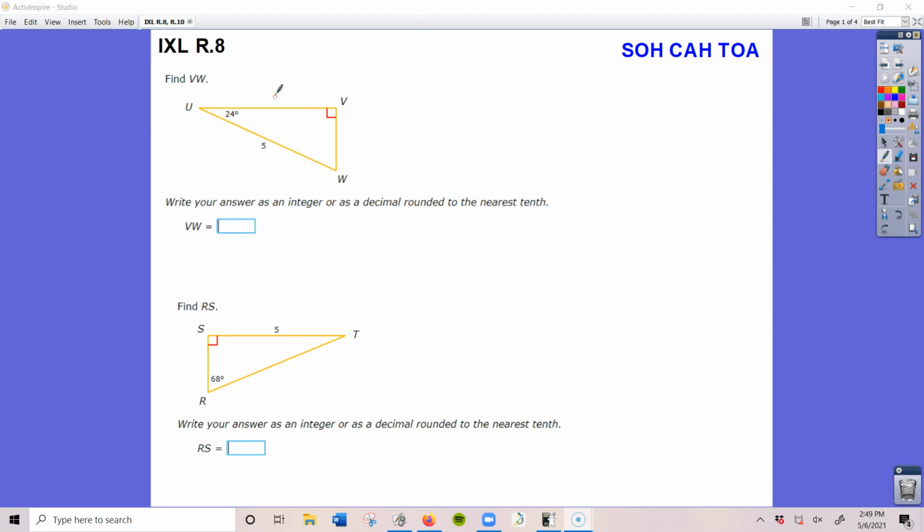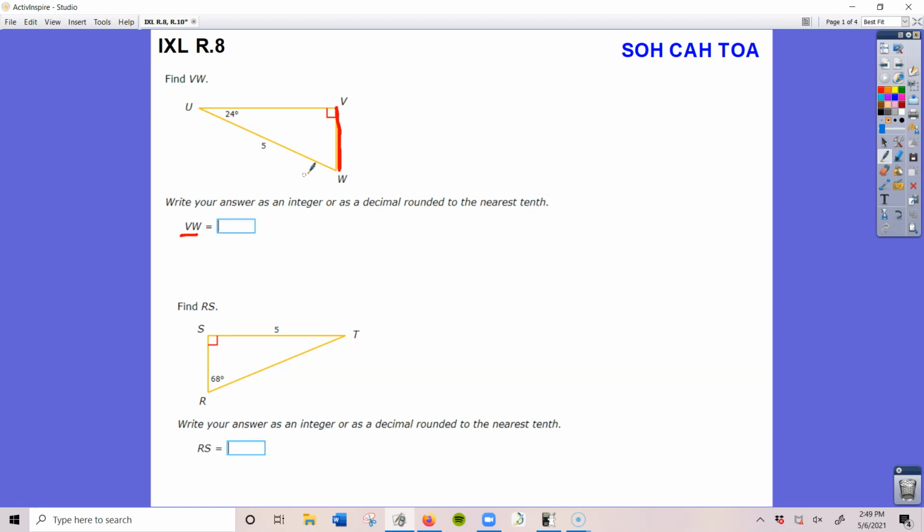For R8, you have to find the length of the missing side using trigonometry. Now we know to use trigonometry when the angles that we have are not one of the special right triangles, so not 30, 60, 90 or the 45, 45, 90. And so we are missing a side and then we only have one other side. If you have two sides, you can use the Pythagorean theorem, but that's why we use trigonometry here, because we're only given one side and we're looking for another. So in this one, it's asking for VW, which is this side here.